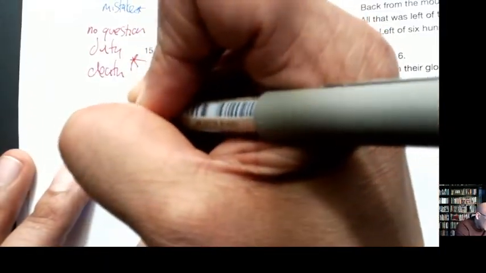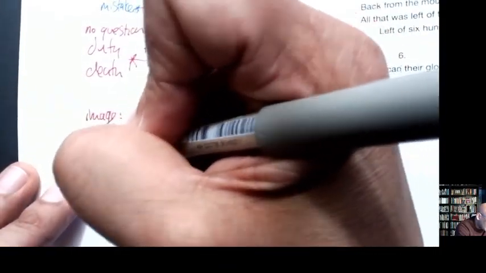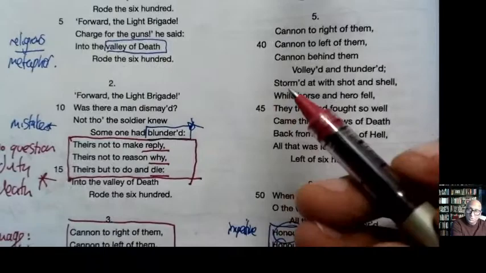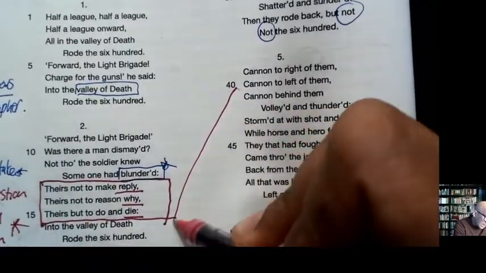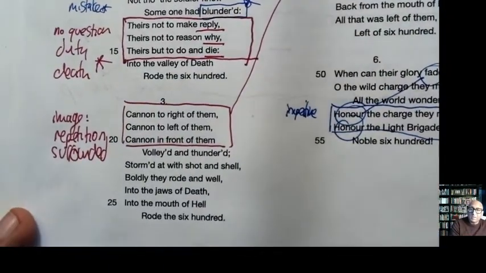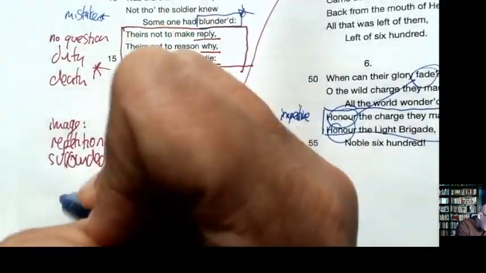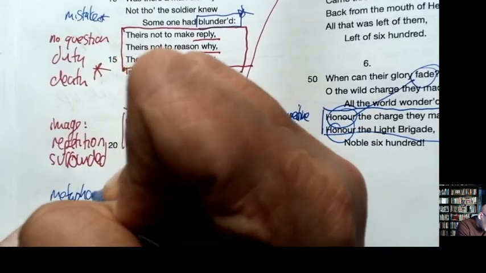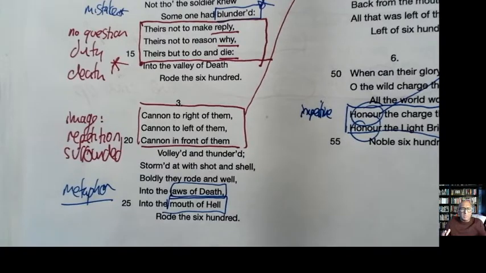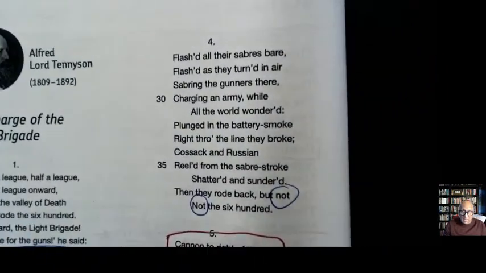This image, through the repetition, is that they're surrounded. So I showed you that image, but you could get it from right there. They're surrounded, and you'll see that they have to do it again on the way back. They're surrounded completely, and they go into the jaws of death and the mouth of hell. So the metaphor now is a place, a kind of monstrous image of going into a beast's mouth, and that is a place of hell and death.